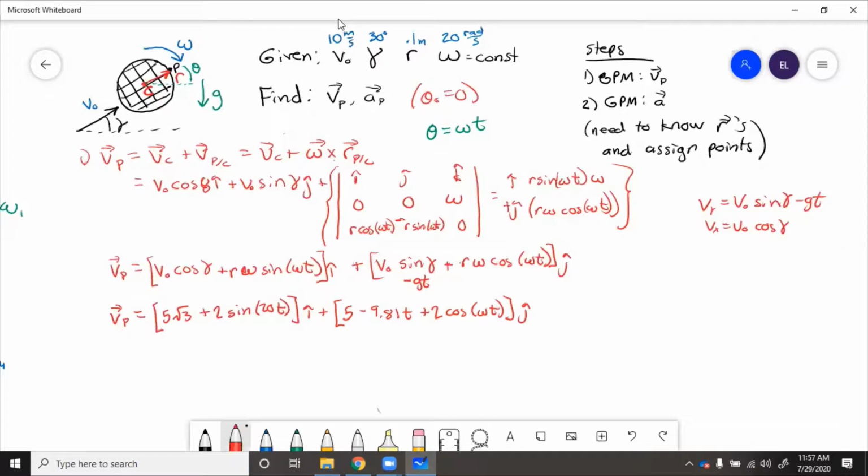Now, acceleration equals acceleration of C plus acceleration of P with respect to C. So this is going to be acceleration of C, which we know is going to be negative g in the j hat, plus omega dot cross r plus omega cross omega cross r, but we know omega is constant. That was given, so we get rid of this part.